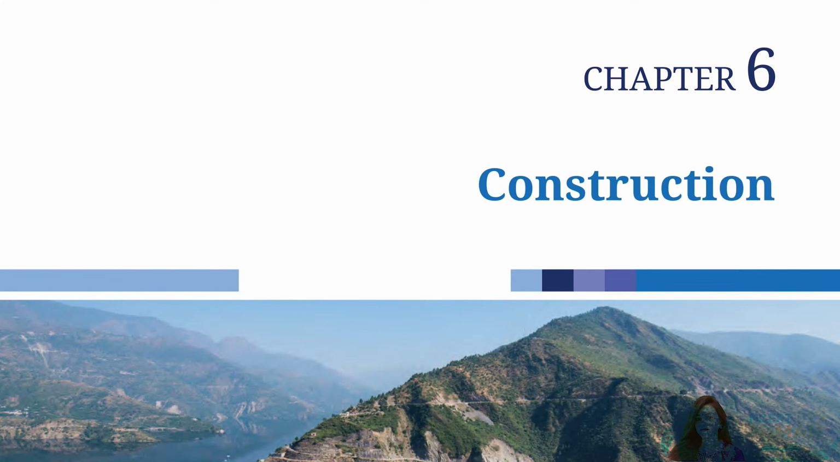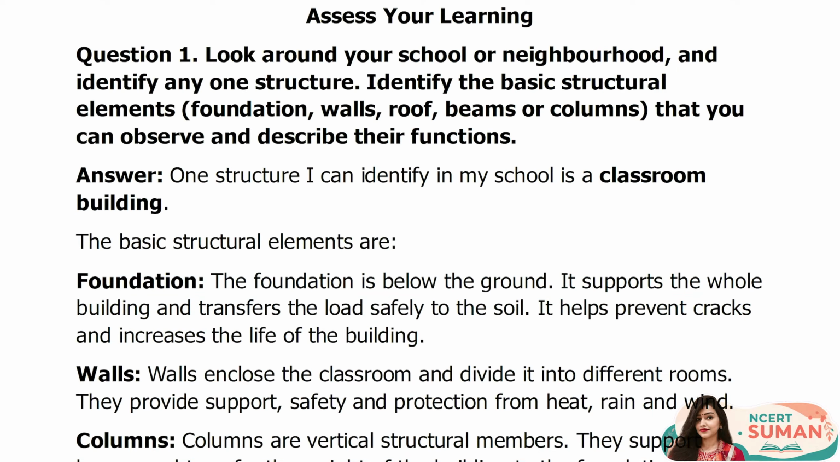Chapter 6 Construction. Question answers from Class 9. Assess your learning. Question 1. Look around your school or neighborhood and identify any one structure. Identify the basic structural elements (foundation, walls, roof, beams, or columns) that you can observe and describe their functions. Answer. One structure I can identify in my school is a classroom building.